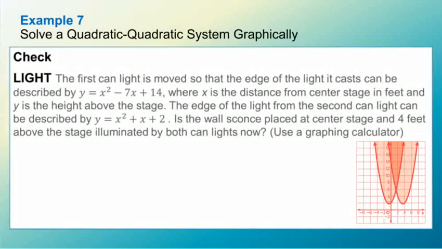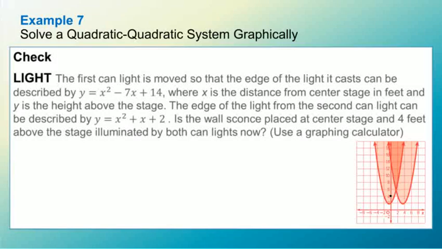Use a graphing calculator. For this one, there is a graph here. We don't have to worry about graphing that. Now we're going to do 4 feet above the stage again. If we place it 4 feet above in this one, that would be right here. But this is actually the graph of the previous one.